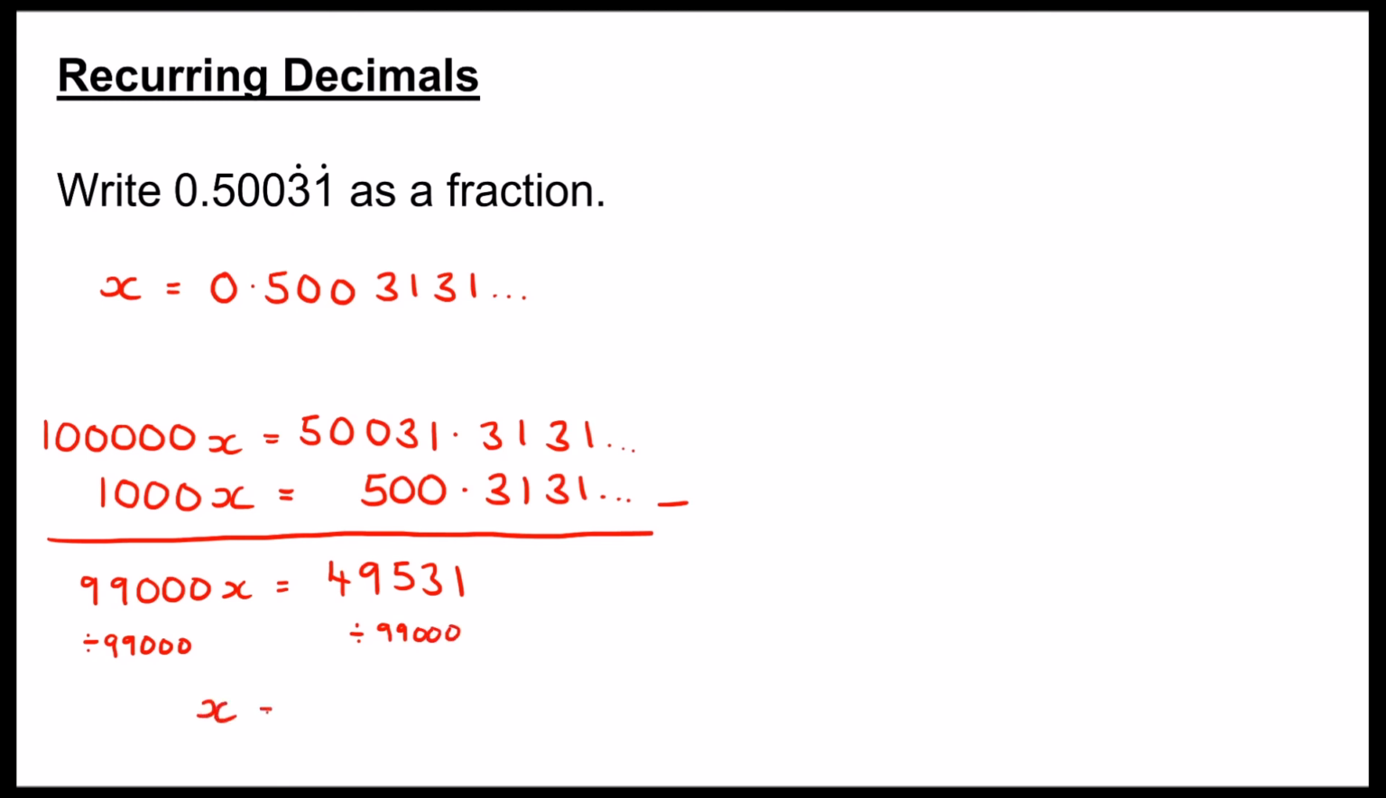So therefore x is equal to 49,531 over 99,000. Thankfully for us, this fraction is in its simplest form. However, if you can, it's always good practice to try and simplify it. That means that 0.50031 recurring, that's a fixed 500 and a recurring 31, can be written as 49,531 over 99,000 as a fraction.